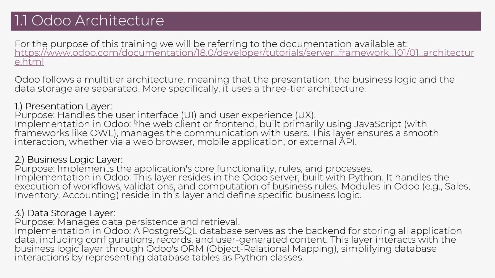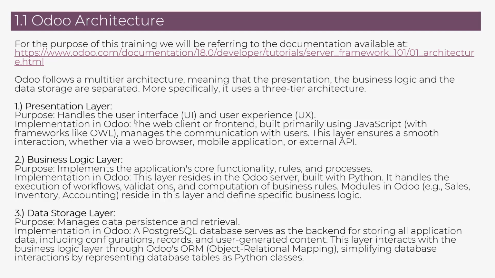The next layer is the business logic layer. This implements the application's core functionality, including rules and processes. This layer resides in the Odoo server built with Python. It handles the execution of workflows, validations, and computation of business rules. Modules such as sales, inventory, accounting reside in this layer and define specific business logic.